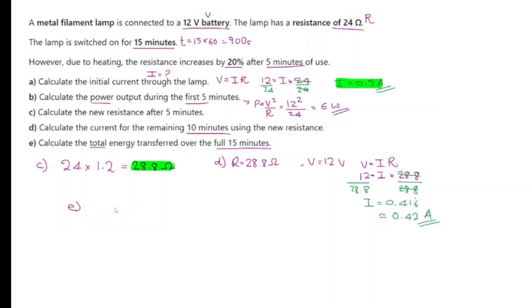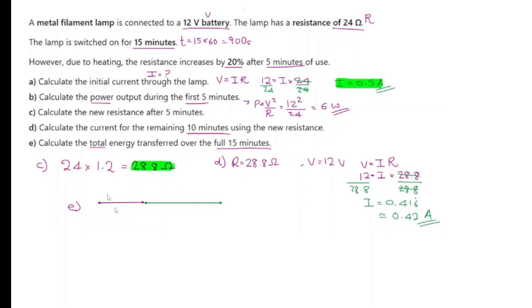Now let's have a look at the last part, part E. Calculate the total energy transferred over the full 15 minutes. Now, this part is a little tricky because the power is different in the first 5 minutes and it's different in the next 10 minutes. So what you need to do is split this up. Let me show this in a small diagram so that it makes sense.